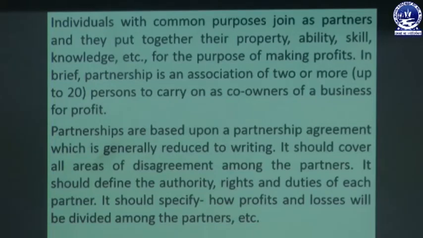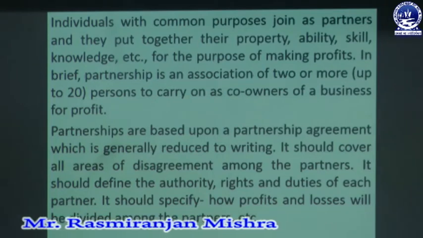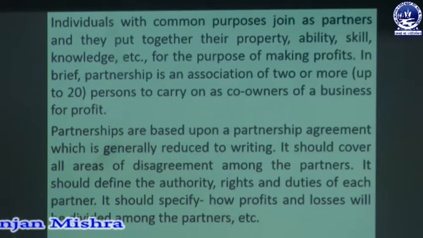In brief, partnership is an association of two or more persons to carry on as co-owners of a business, but the business has a maximum of up to 20 members. In case of a banking business, that is 10, but in case of other business the maximum number of members is 20. But an association of two or more than two persons involved is called a partnership business.